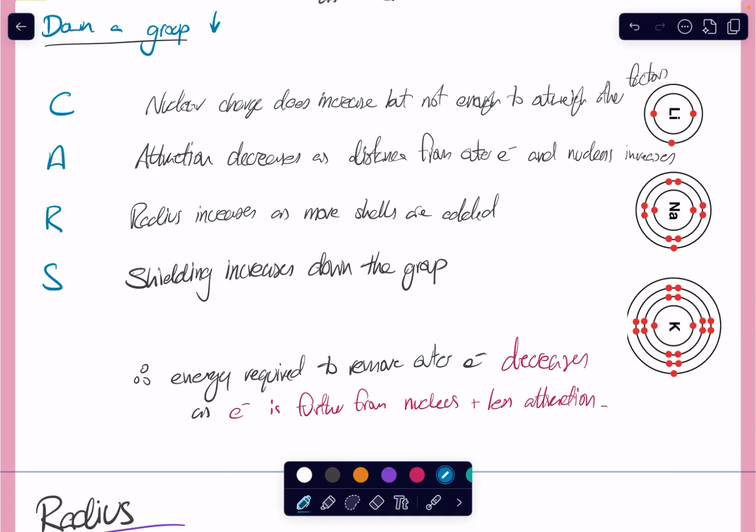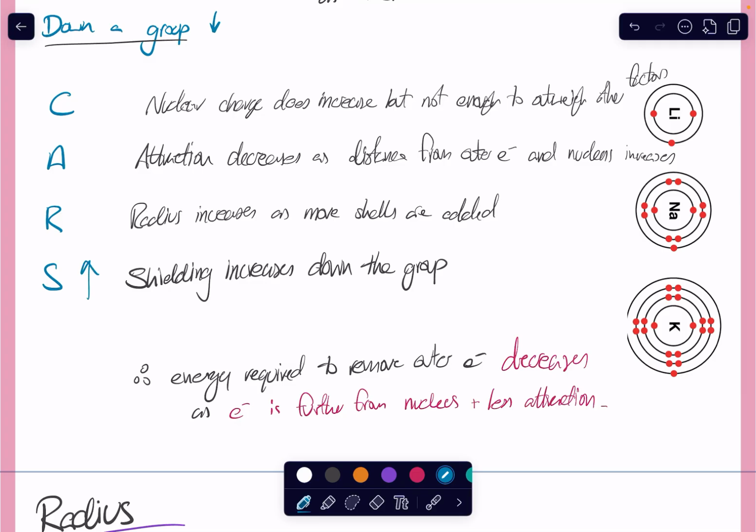Let's talk about shielding. It's very obvious that as I go from lithium to potassium, the number of shells increases. You can see here with lithium, I've got 2. With sodium, I have 3. And with potassium, I have 4. The number of shells increases. So the shielding increases as you go down the group.